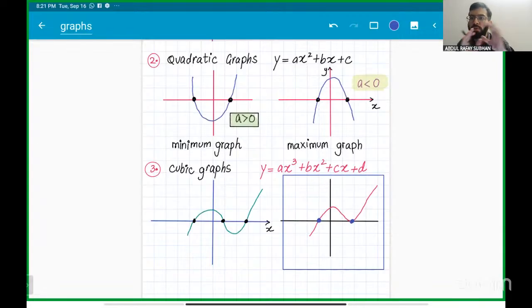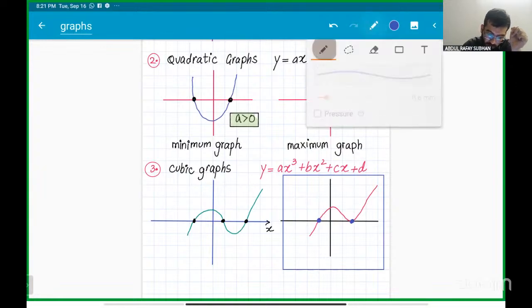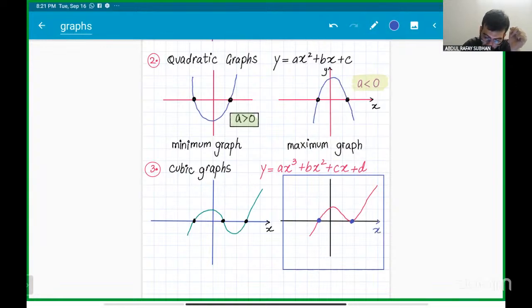There are five types of graphs: linear, quadratic, and cubic. The cubic will be cutting at three solutions, usually three different solutions, but it can also have two solutions, where the graph does not cross. It just touches the x-axis. So we'll discuss this in detail in a later part as well.